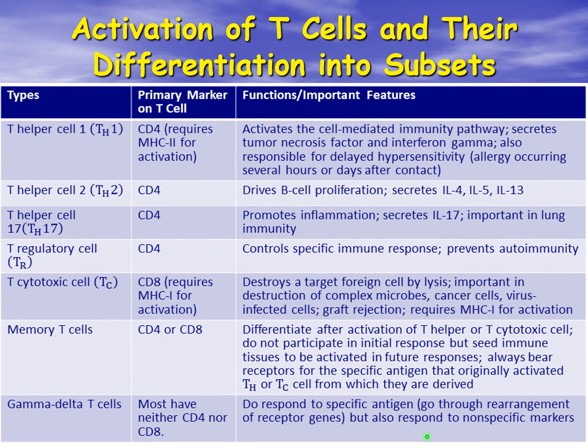So this is just a table showing the functions and major important features of each of these cells. I'm not going to talk about the gamma delta T cells because they do not respond to specific antigens, but also respond to non-specific markers.